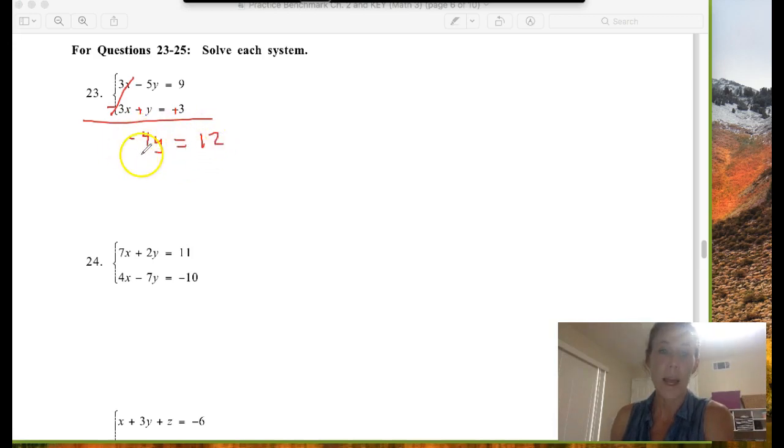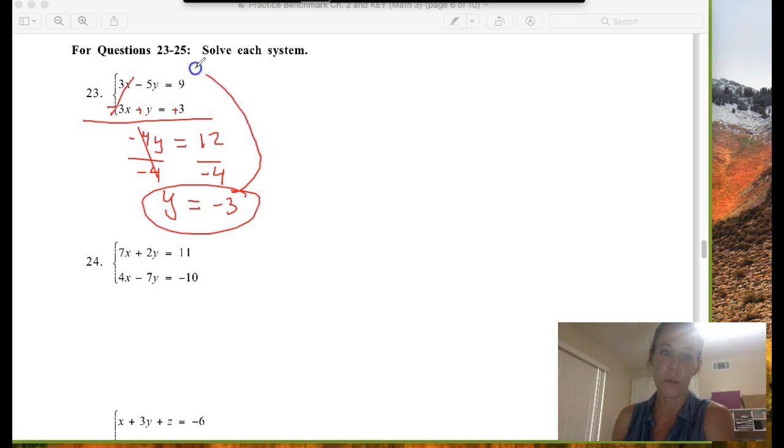All right, let's go ahead and solve for y. Divide both sides by negative 4. And you're going to get y equals 12 divided by negative 4, which is negative 3. I've solved for y. Now I've got to solve for x. I can plug into any of the originals. Let's just go ahead and plug in here for y. And it's going to be 3x minus 5 times y, which is negative 3, equals 9.